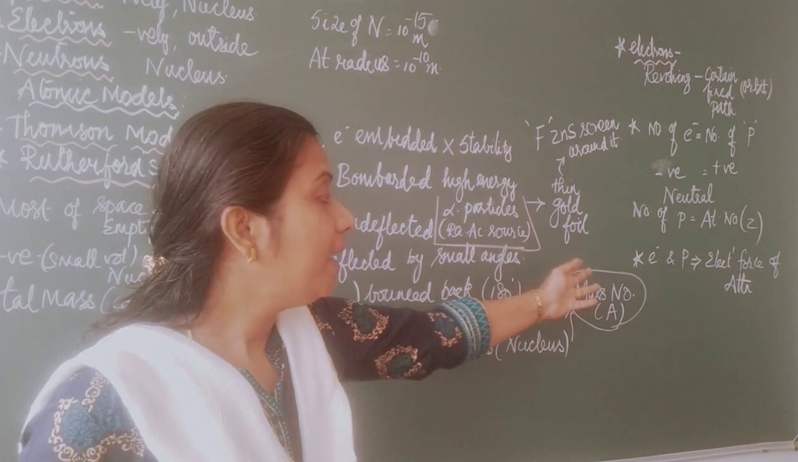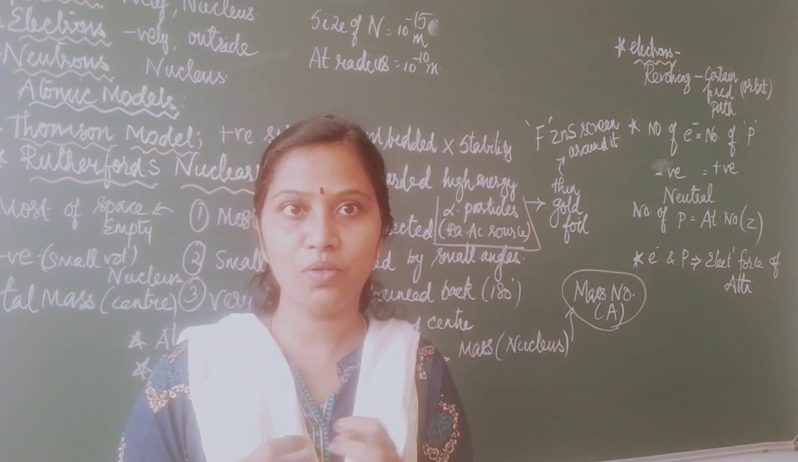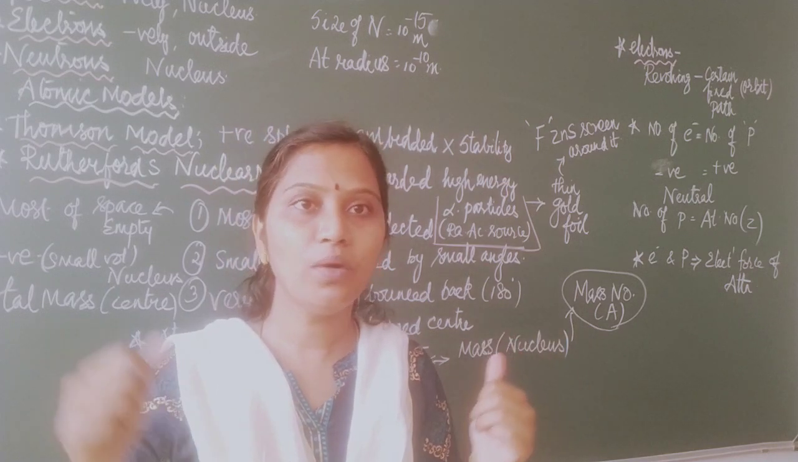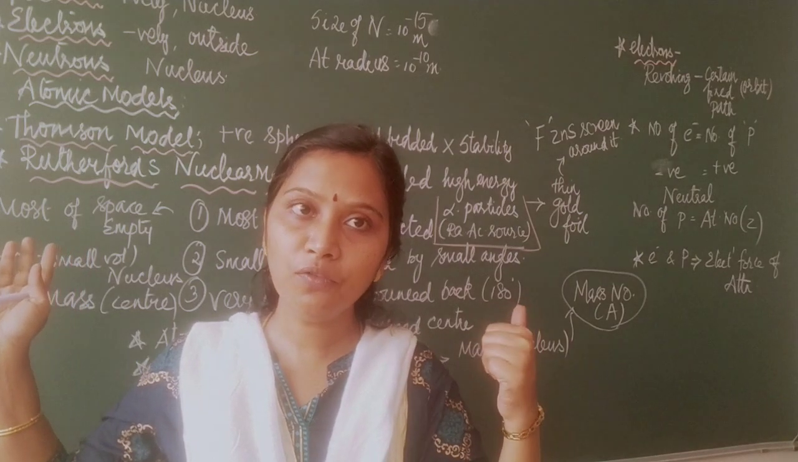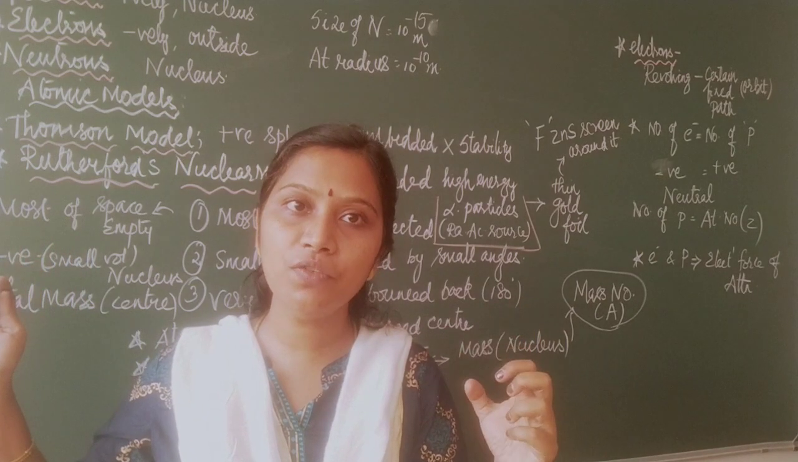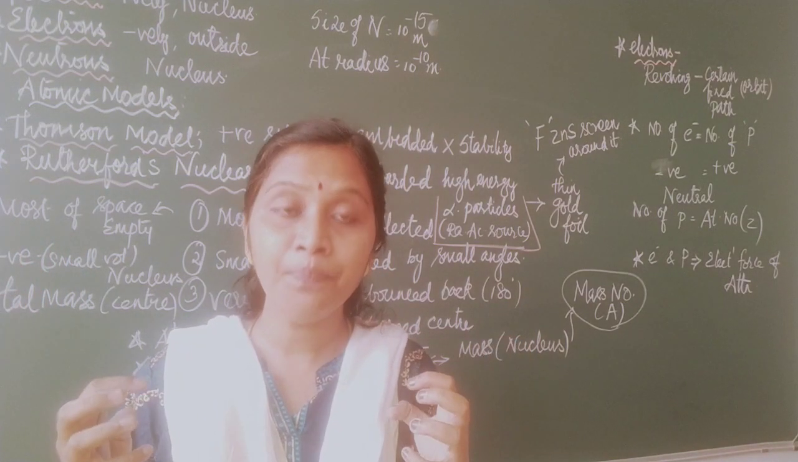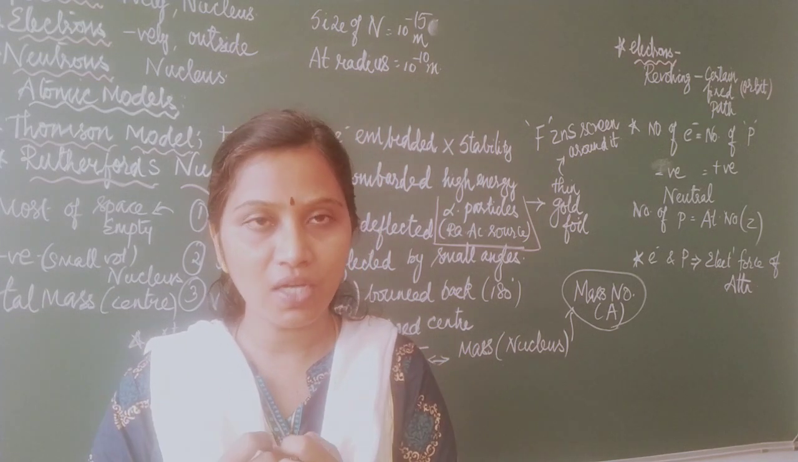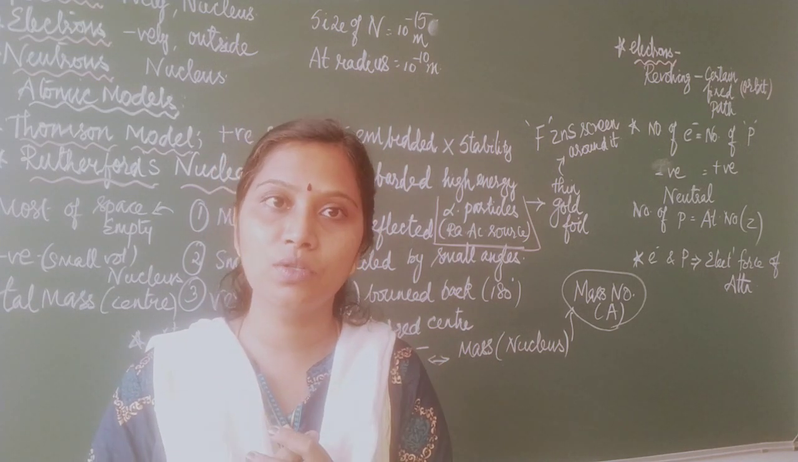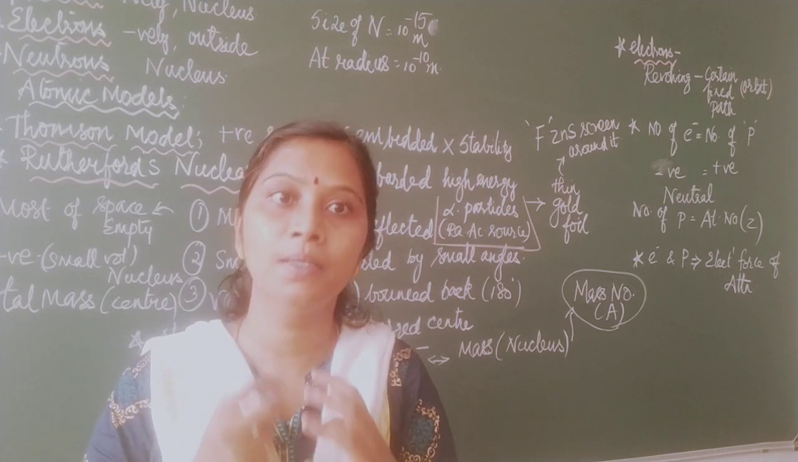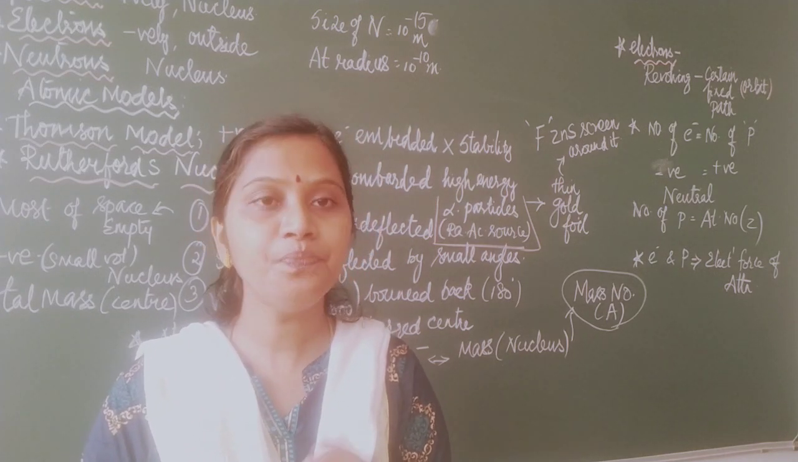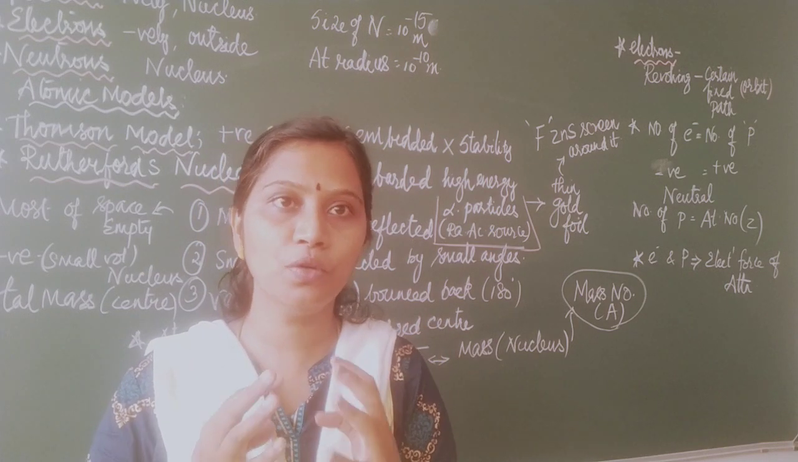Okay, done. And how are electrons and protons held together? This point was not explained by Thomson. That's why we say it was a failure of his model. But Rutherford explained how the positive charge and negative charge are held together. The protons and electrons are held together by means of electrostatic force of attraction.